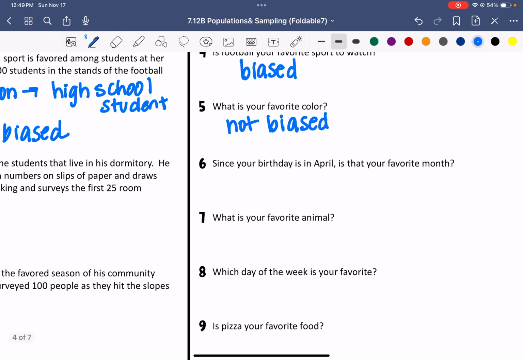Since your birthday is in April, is that your favorite month? So I think of those cop shows, Law and Order, objection, leading the witness. See how it leads, since your birthday is April, is that your favorite month? That's pretty biased. That is definitely not a fair question.